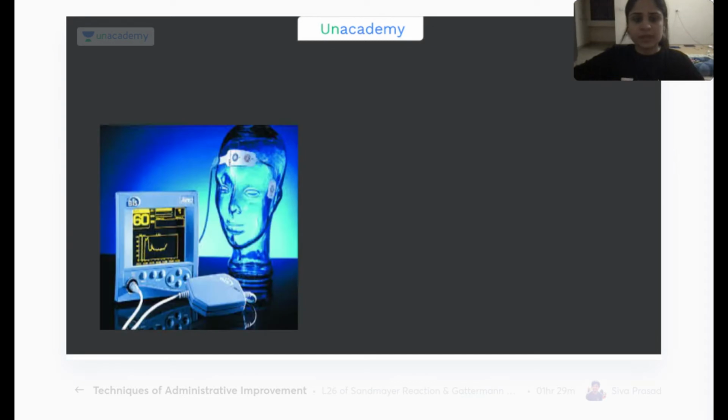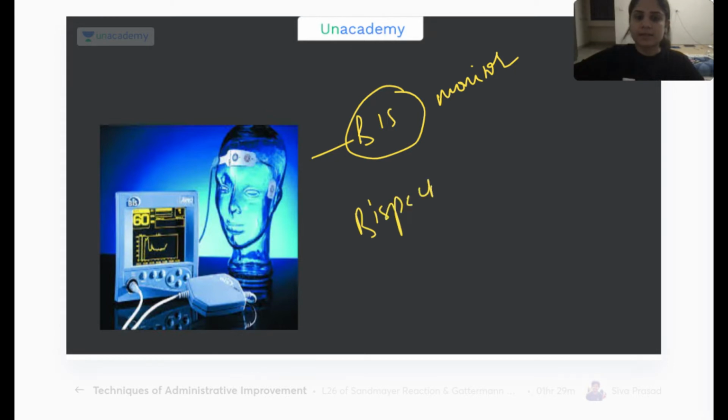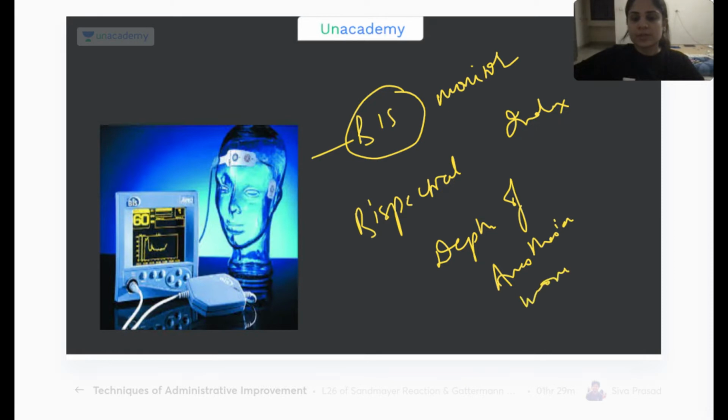All right. Now identify this monitor for me and tell me the use of this monitor. Yes, absolutely correct. This is my BIS monitor. What is the full form of BIS? Full form of BIS is bispectral index. And what is it used for measuring? It is used for measuring the depth of anesthesia monitoring. Correct? So it will tell you whether your patient is well under anesthesia or not.